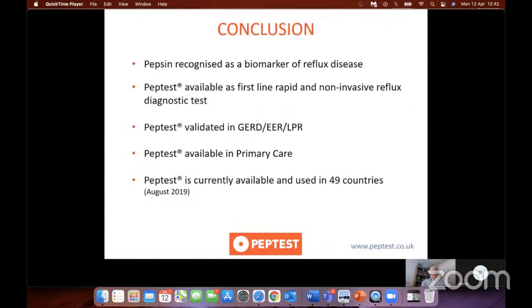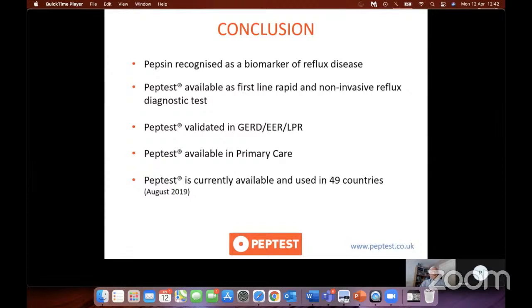In conclusion, pepsin is now recognized as a biomarker of reflux disease. There are hundreds of publications now across the world literature indicating that fact. And pepsin and PEP test is now widely available and featured in a wide number of clinical papers. PEP test itself is available as a first line and very rapid non-invasive reflux diagnostic test.